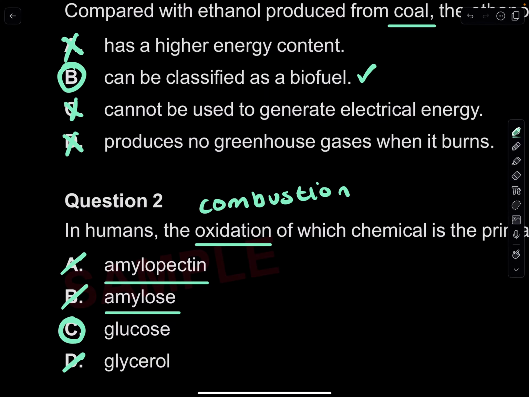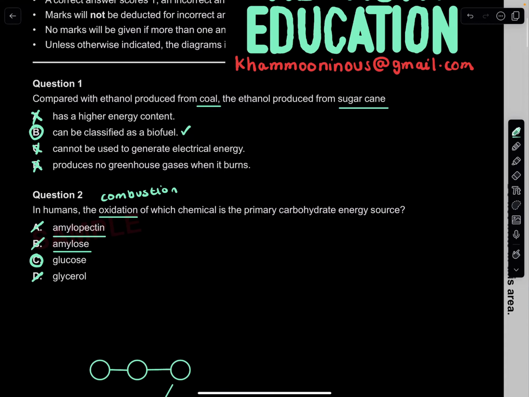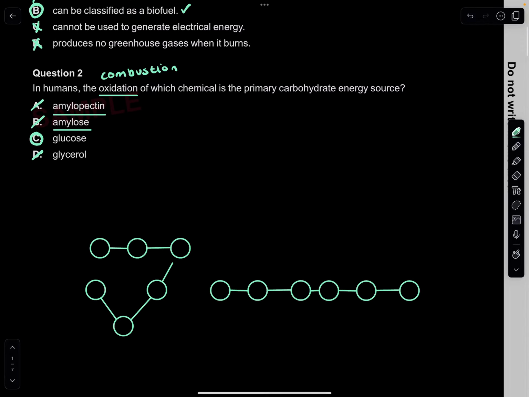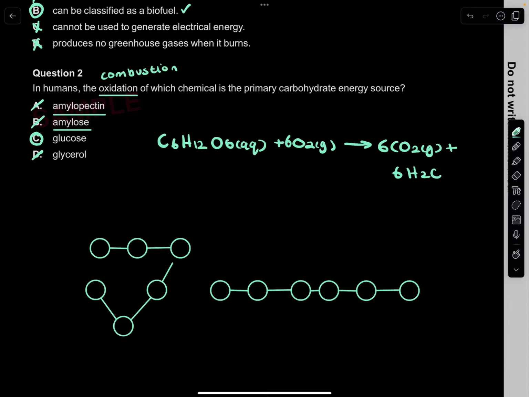Now, it is important this year that you remember the actual equation, the combustion or oxidation reaction of glucose, and it's very easy. So remember, it's a glucose molecule, C6H12O6 in its aqueous state, reacts with oxygen gas, which forms 6 oxygen gases, 6 CO2 gas molecules, and 6 H2O molecules in its liquid state. This is the oxidation of our primary carbohydrate, which is glucose. You need to memorize this for the study design, so please make sure you memorize this.